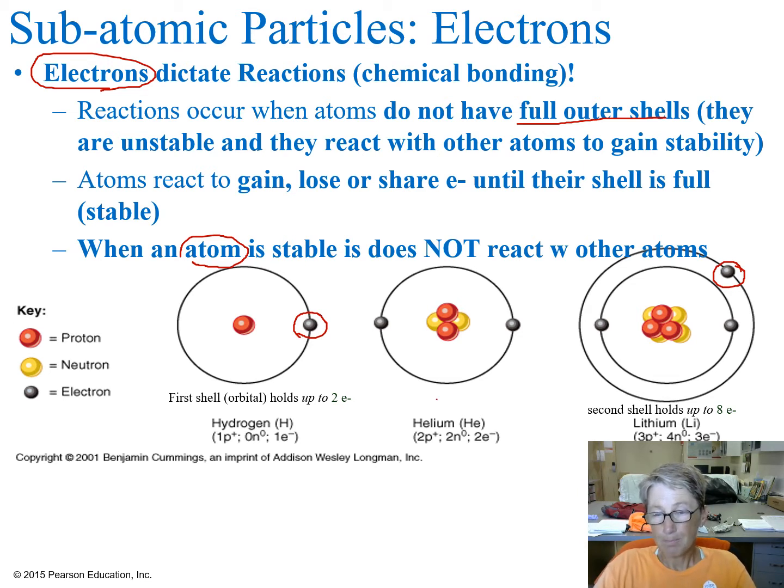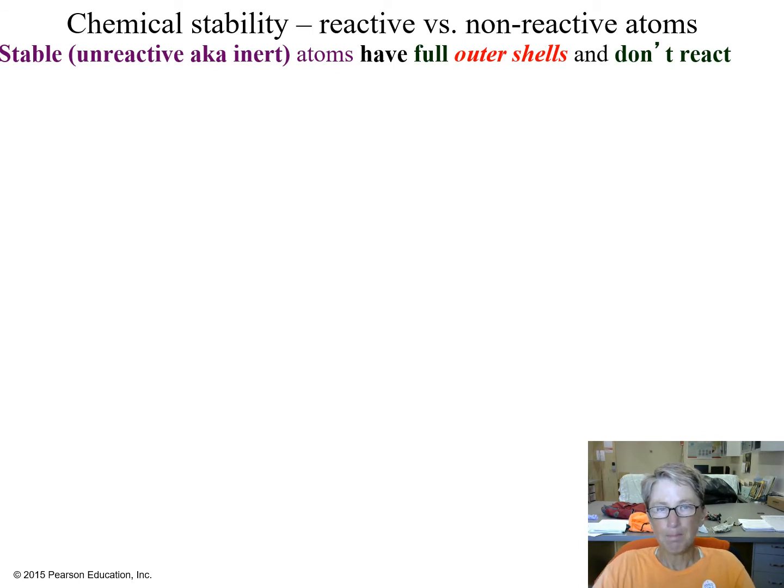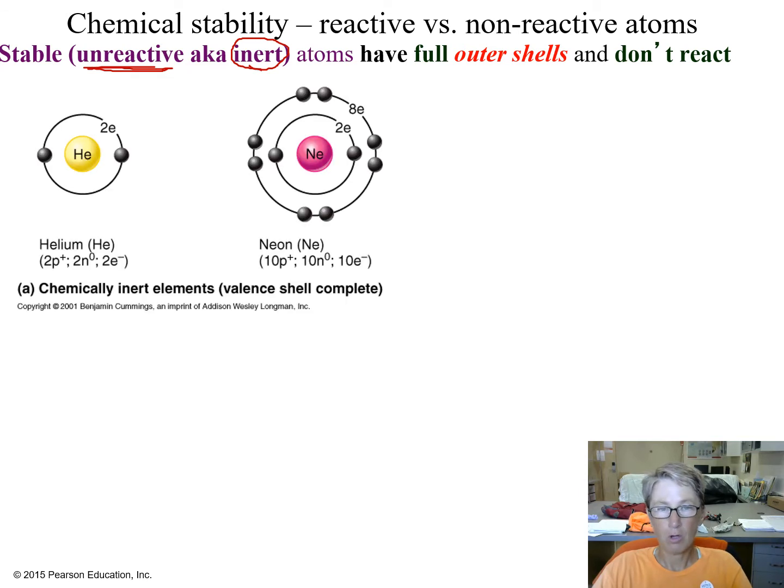Check it out, helium. It's got 2 electrons in its outer shell. Its outer shell happens to be its first shell that can hold 2 electrons. It's stable. Its outer shell is full. It's stable. If you are a stable atom, you are also called unreactive. That means if your outer shell is full and you're stable, you're not looking to react to try to fill your outer shell. You are also called inert. If you're stable, you're inert. You have a full outer shell, you don't react.